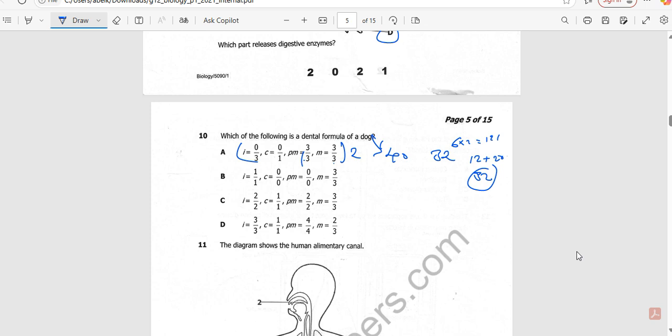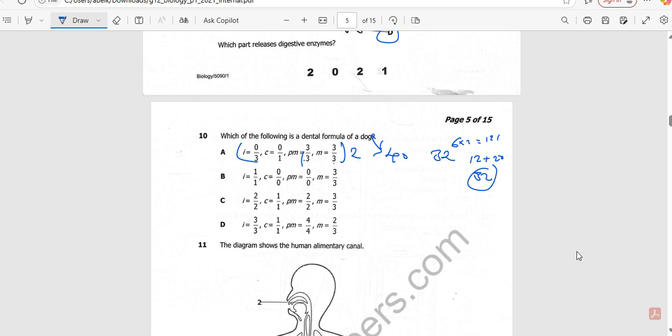Then now we check the numbers. We have 3, 0, 0, 1. It can't give us this one. 1, 0, 0. The numbers are too small, and this one is less than 40. Then you also look at this 2, 1, 1, 2. Then 3, 2, 2, 1. The numbers are also small.